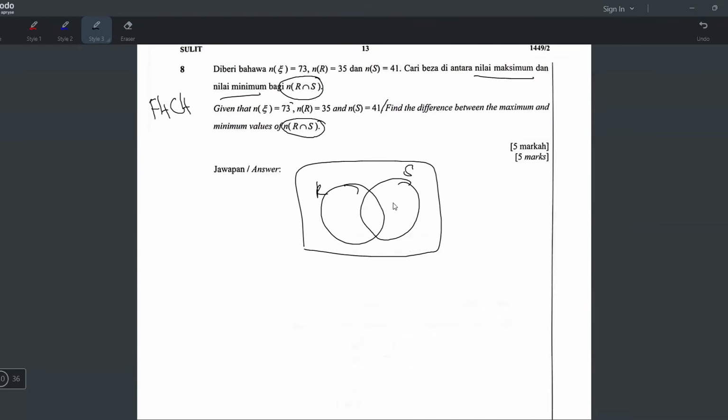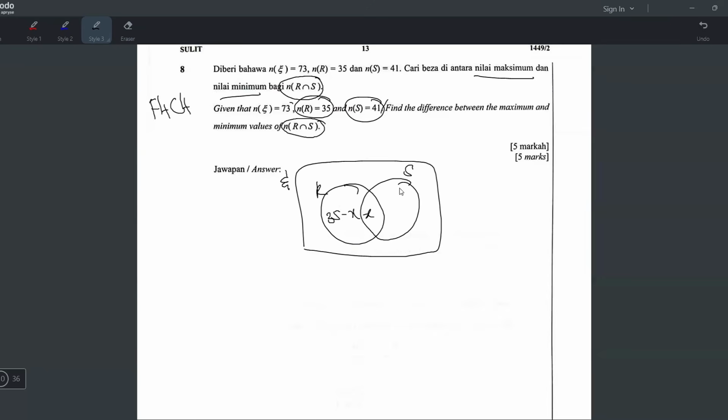Let's just call it X to make things easier, because that's the intersection whose value we don't know. And this is the universal. Let's label all this. So nR is 35, meaning this part will be 35 minus X. Wait, what if the Venn diagram is like this? Is it possible? No, right? If it's like that, your answer will be 0 already, for R intersect S, because there's no overlap. So I feel like it's definitely not like that. Okay, let's continue like that.